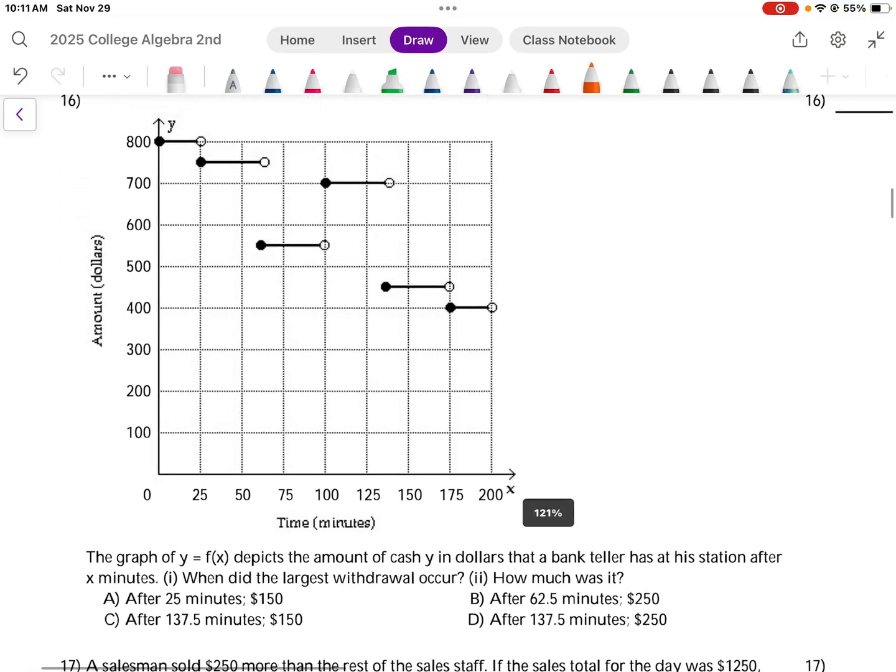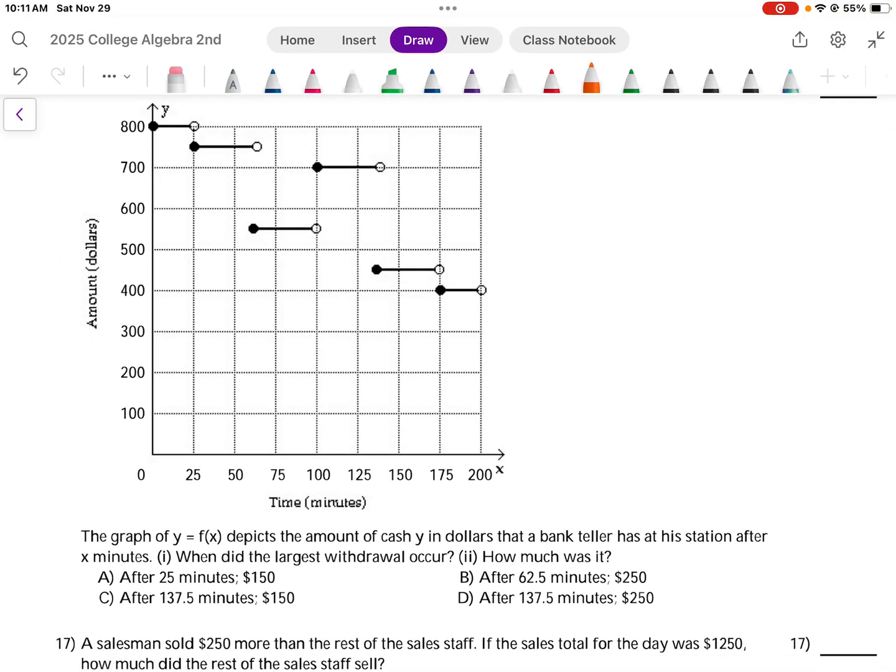A lot of piecewise functions here. The graph of f of x depicts the amount of cash a bank teller has at their station after x minutes. When did the largest withdrawal occur? So when did the biggest withdrawal take place?